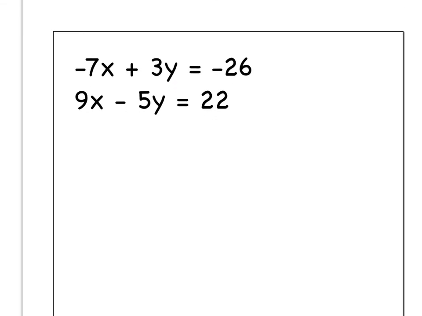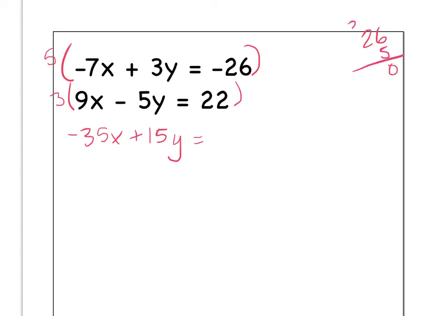This next one doesn't have opposites either, so I'm going to try to eliminate my y's. I'm going to multiply the top by 5 and the bottom by 3, so I'm going to have negative 35x plus 15y equaling, I've got to do 26 times 5, negative 130. And I've got 27x minus 15y equaling 66.